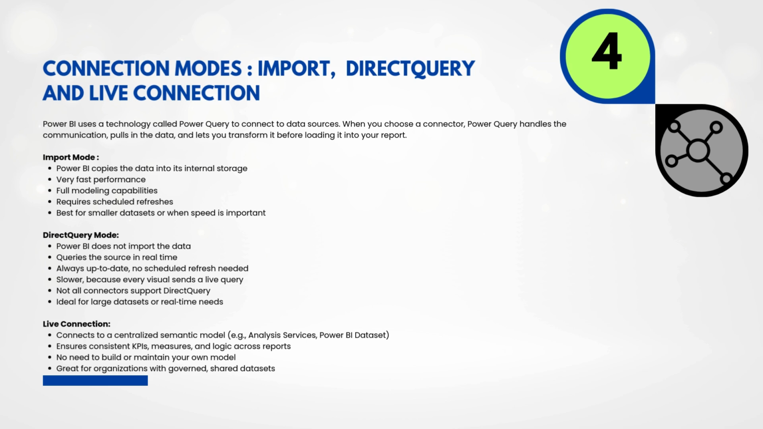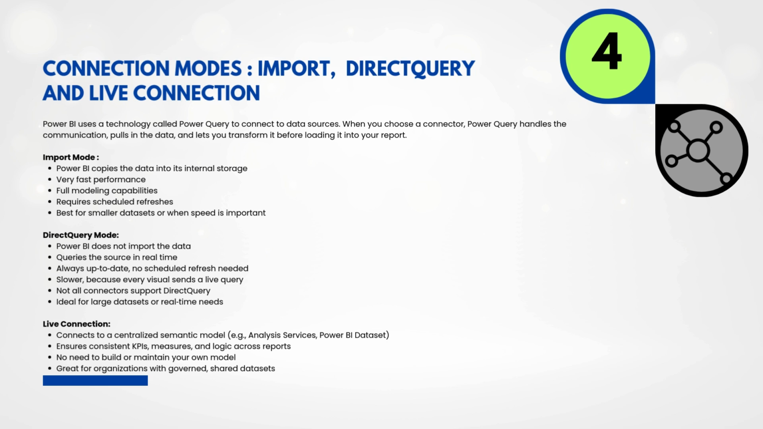Now let's talk about how Power BI actually connects to your data. And this is where Power Query comes in. Power BI uses a technology called Power Query to communicate with data sources. Whenever you choose a connector, whether it's Excel, SQL Server, Salesforce, or anything else, Power Query is the engine working behind the scenes. It connects to the source, pulls the data in, and gives you a full environment to clean, transform, and shape that data before it ever reaches your report. This is where you remove errors, merge tables, split columns, and prepare your datasets for analysis.